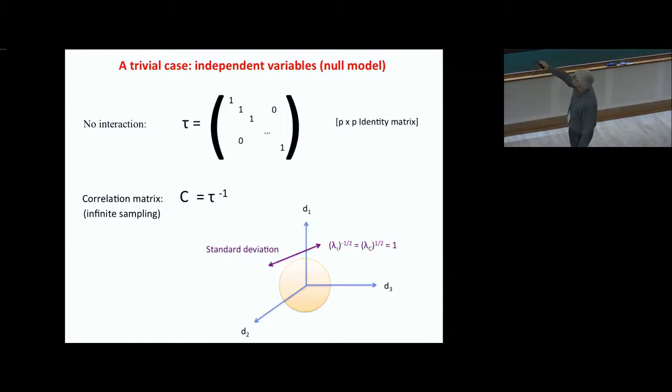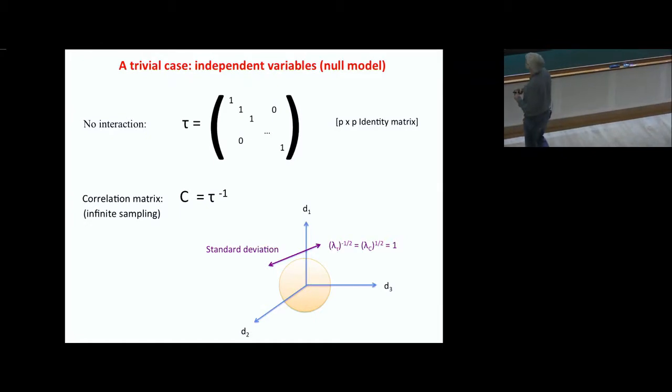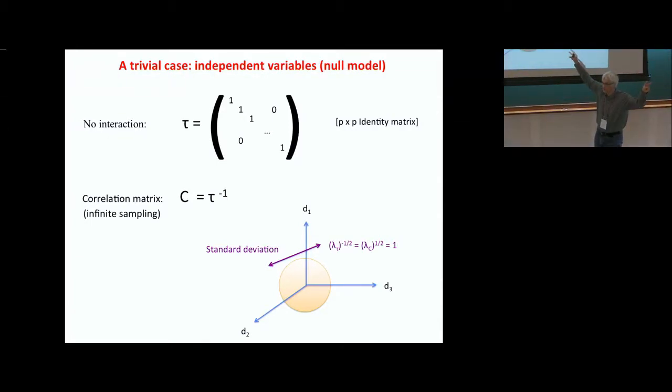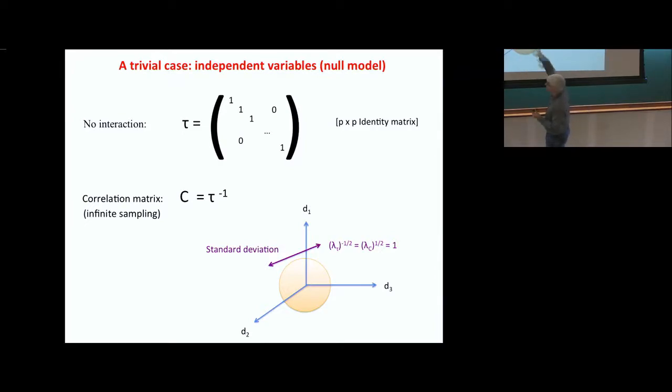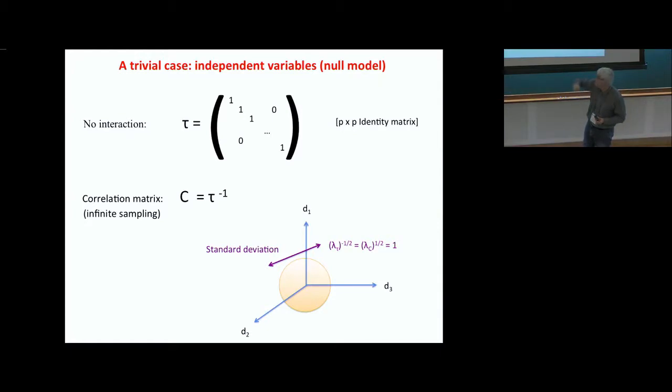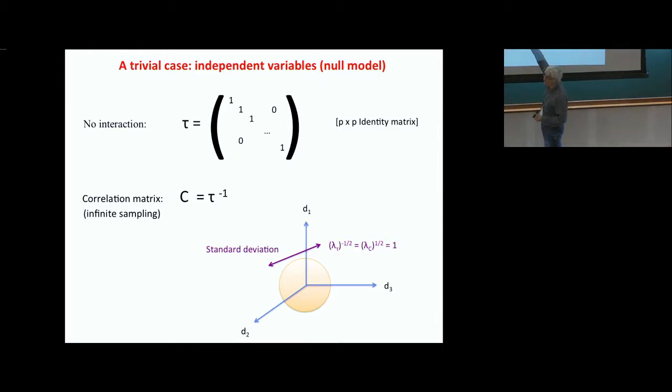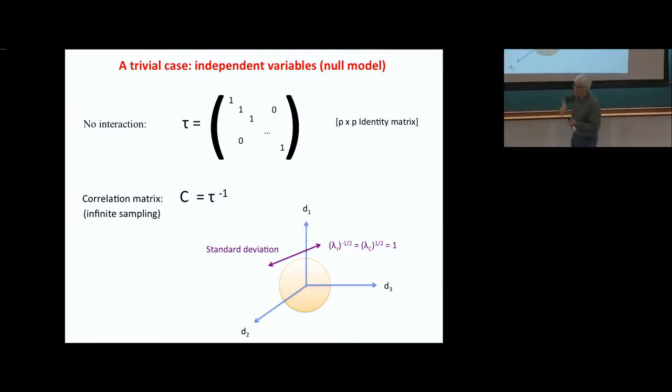So if tau is the identity matrix, then the correlation matrix, the inverse of tau, not the one from the data, the one I would get from the distribution, is simply the inverse of the identity, so it's the identity. So another way to say that is that if I look at my data, sorry, this is not D, this is sigma here. So I have a p-dimensional problem. So if I look at different axes, sigma 3, sigma 2, sigma 1, and so on, then if I generate n points in this space, they will basically make a cloud. And the size of this cloud, or let's say the standard deviation, is related to the eigenvalues of the correlation matrix, and all eigenvalues are 1. So I get an isotropic cloud of radius 1. Okay? This is what I get.